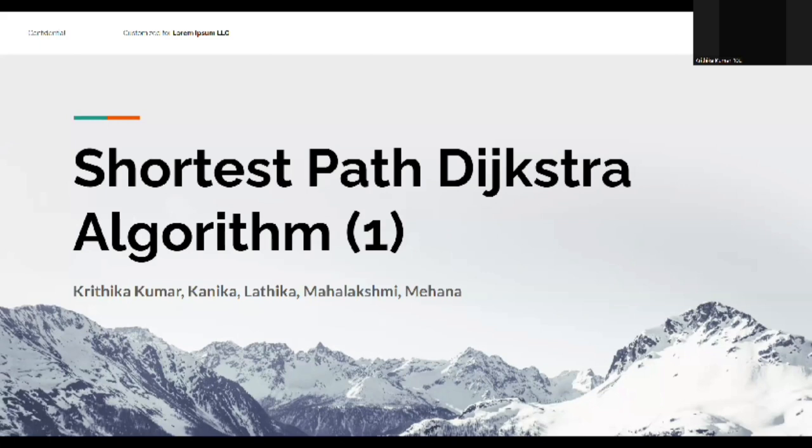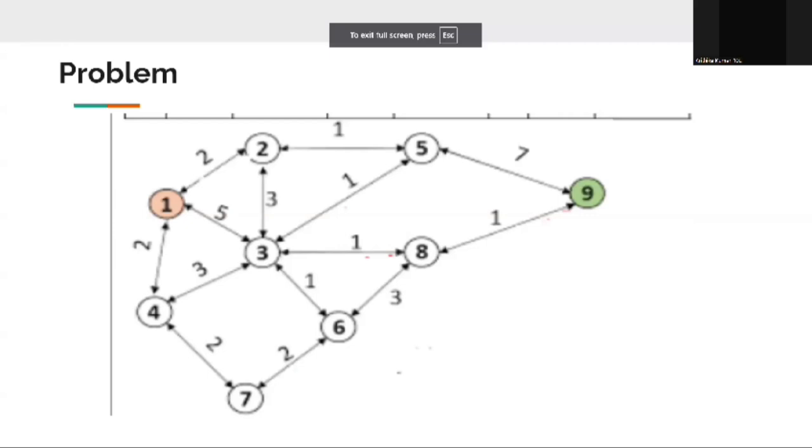Our topic is finding the shortest path using Dijkstra's algorithm. Dijkstra's algorithm is used to find the shortest path for a weighted graph. This is the question that has been given to us. Number 1 is the source and number 9 is the destination.